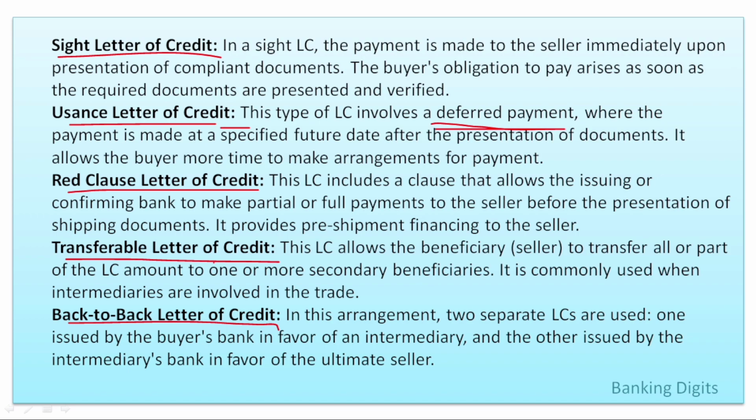This arrangement is also quite similar to the transferable LC. In transferable LC, a single LC is used which is further transferred to the second beneficiary in part or full. But in case of back-to-back LC, two separate LCs are opened. One is in favor of the intermediary which is opened by the buyer, and another one is in favor of the ultimate seller which is opened by the trader or middleman.